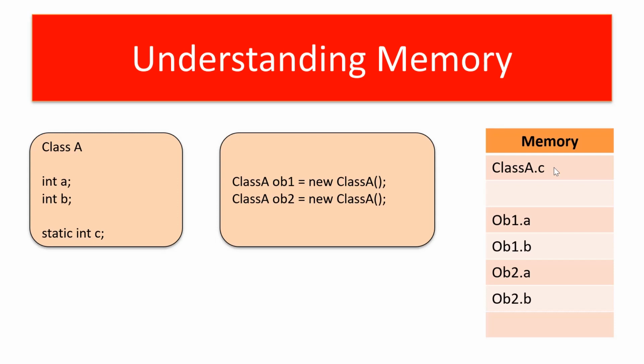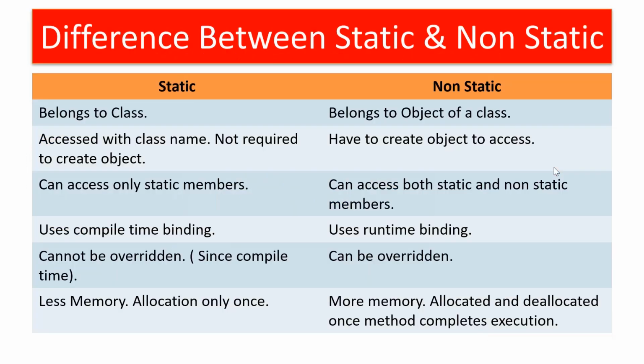But before that, we will have a quick difference between a static and a non-static variable or method. The first point is quite similar; we already discussed much about this first point. A static member belongs to the class. On the other hand, a non-static member belongs to an object of a class, irrespective of the number of objects of the class.